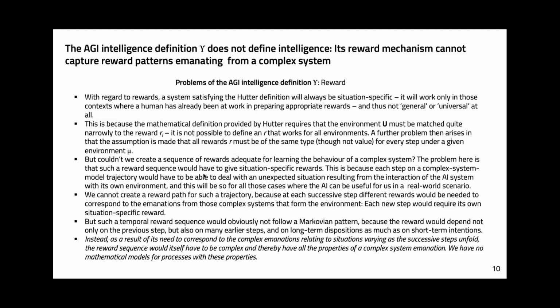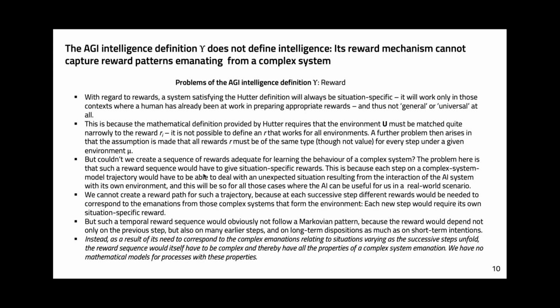So the problem here would be that such a reward sequence, so you would then imagine many rewards in a sequence, and they would have to give situation-specific rewards. And that's because each step on a complex system model trajectory would have to be able to deal with an unexpected situation. Because when the AI system interacts with its own environment, that will change the environment. And so this change of the environment will create an unexpected situation and may require different reward.